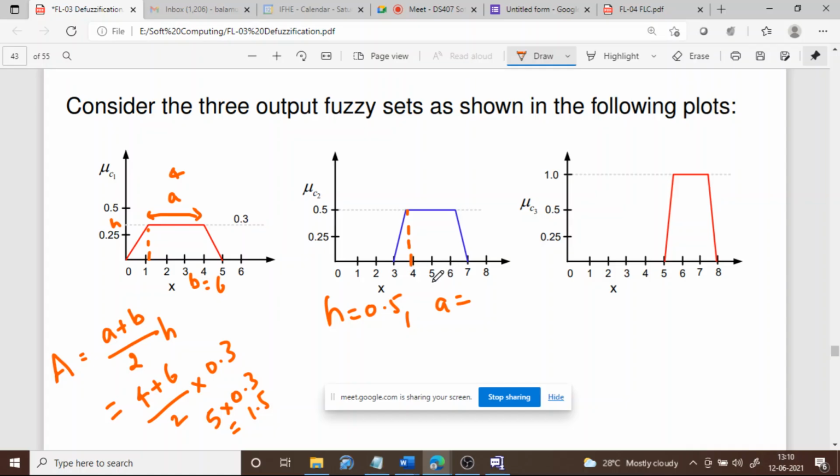What's the value of A? Not 3. 7 minus 3 is how much? The distance from 3 to 7 is A. So 1, 2, 3, 4. This is A. What is B? What's the value of B? B is the top width. This is B. What is the value of B?